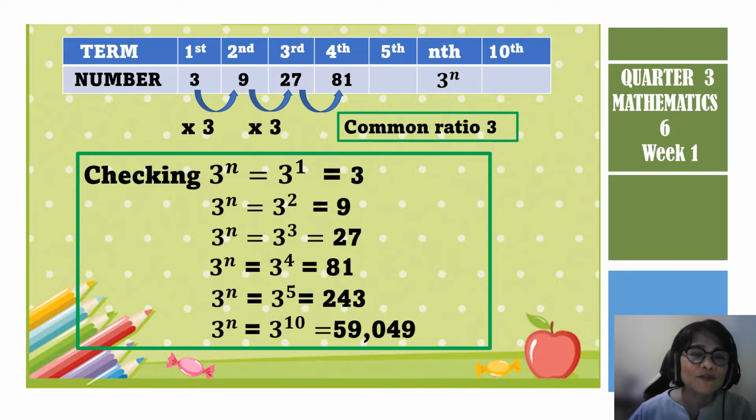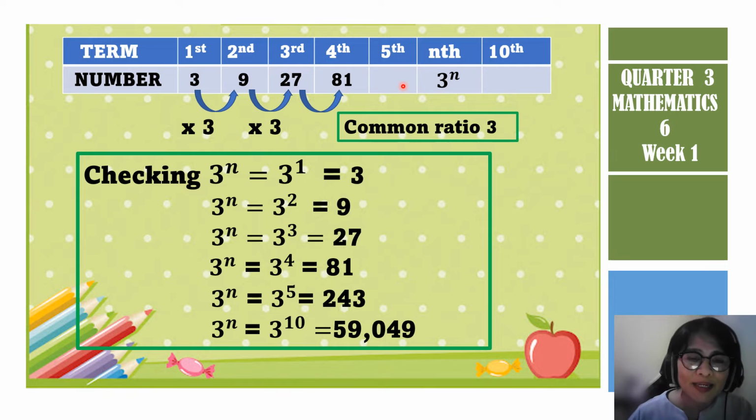And then, on the fourth term, let us check kung 81 nga ba. So, ang pang fourth term natin is 3 to the fourth power. So, ibig sabihin, multiply natin yung 3 sa sarili niya 4 na beses. 3 times 3 times 3 times 3. And that is equals to 81. So, tama yan. Equal to 81.